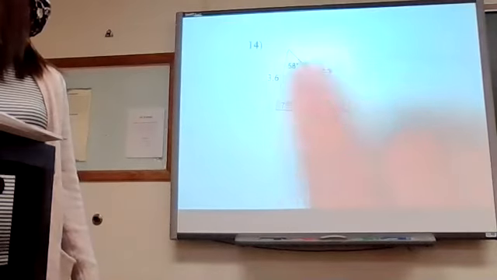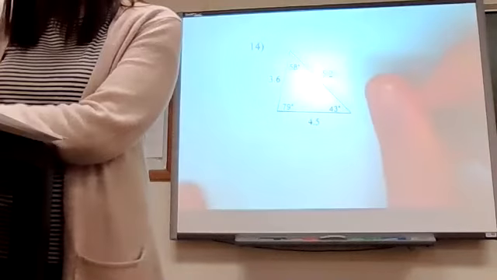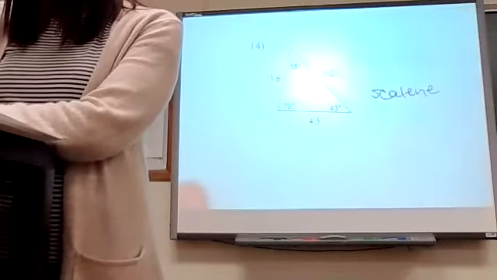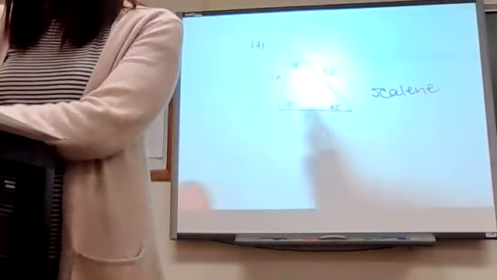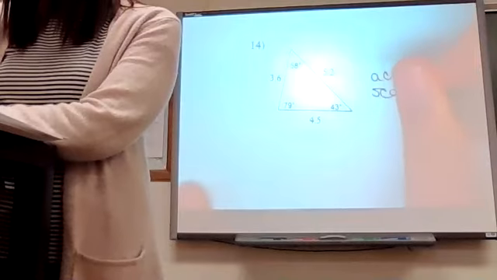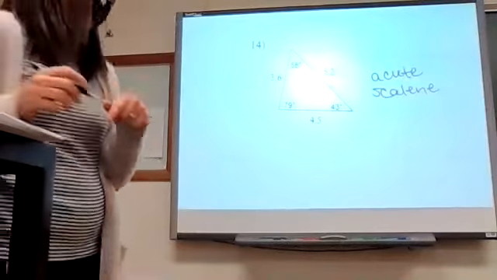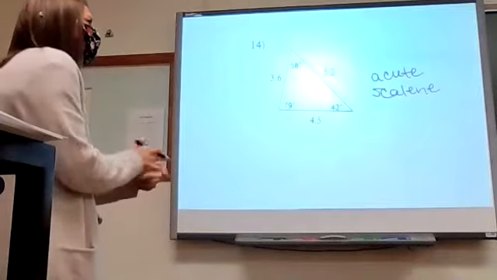On 14, all 3 sides are different. So in our notes, we have that as scalene. It's a scalene triangle, all 3 sides are different. All of my angles are less than 90, so actually I would normally write it this way. Acute scalene. Okay, it's an acute triangle, all of the angles are less than 90, and all 3 sides are different.